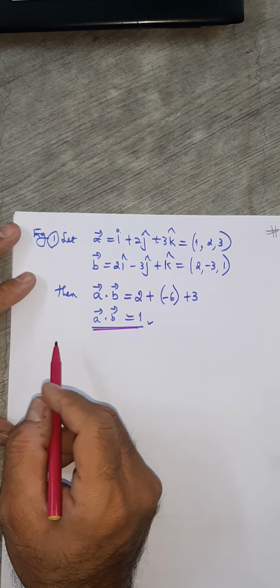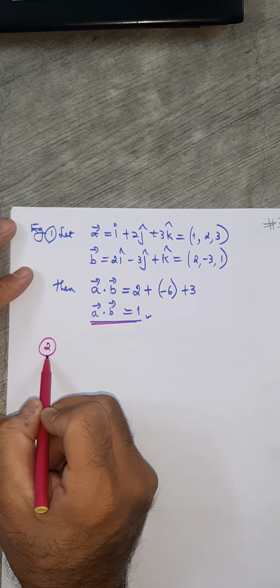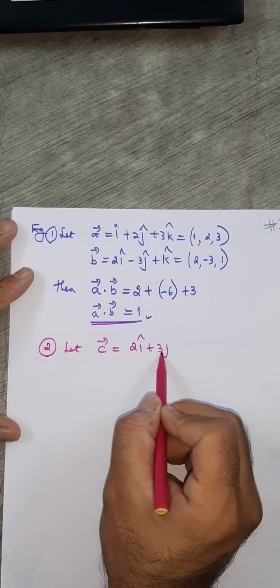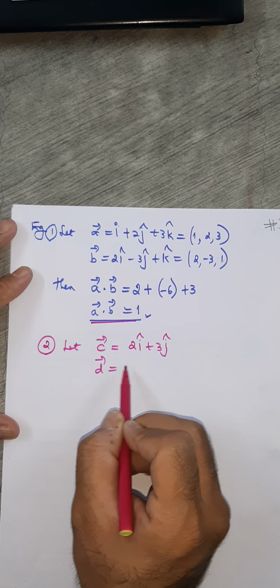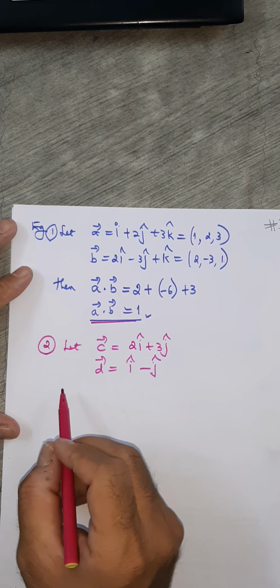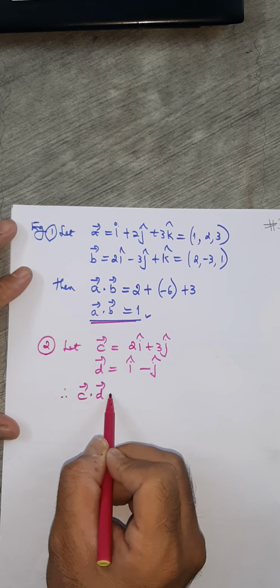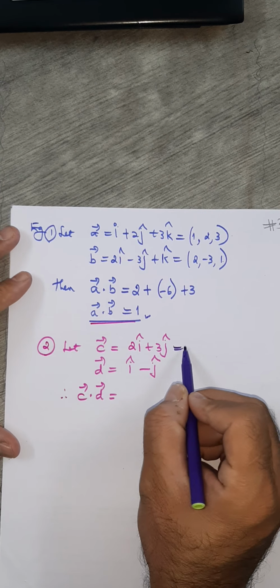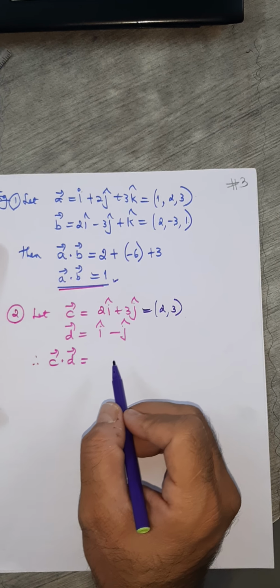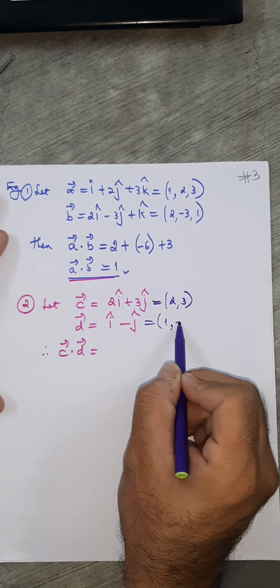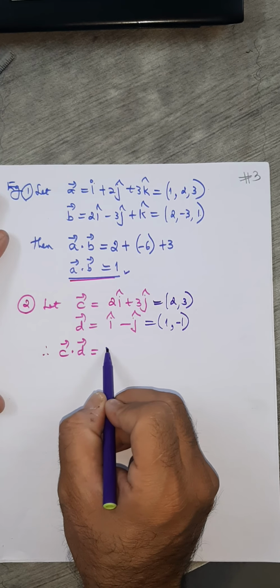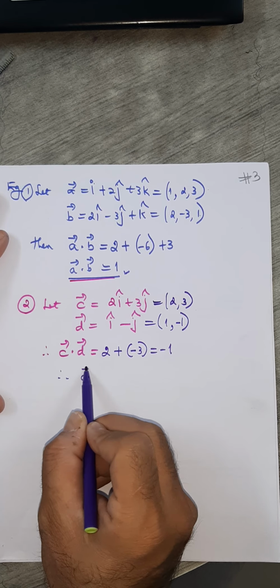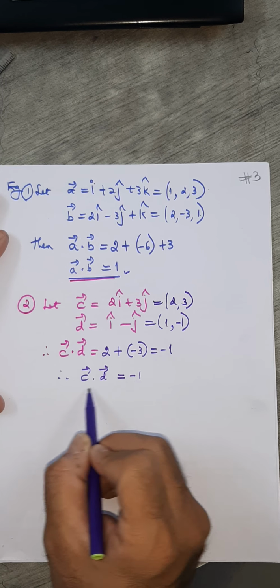Okay. You can do it even in R2. Let's take vector C equals 2 i cap plus 3 j cap, in R2 only, and vector D equals i cap minus j cap. So vector C dot D; the previous one was in R3, 3-dimensional, remember. Here we are writing in 2-dimensional. This is just 2 comma 3, and this is nothing but 1 comma minus 1. So 2 into 1 is 2, plus 3 into minus 1 is minus 3, so minus 1. So the dot product of these two vectors equals minus 1.